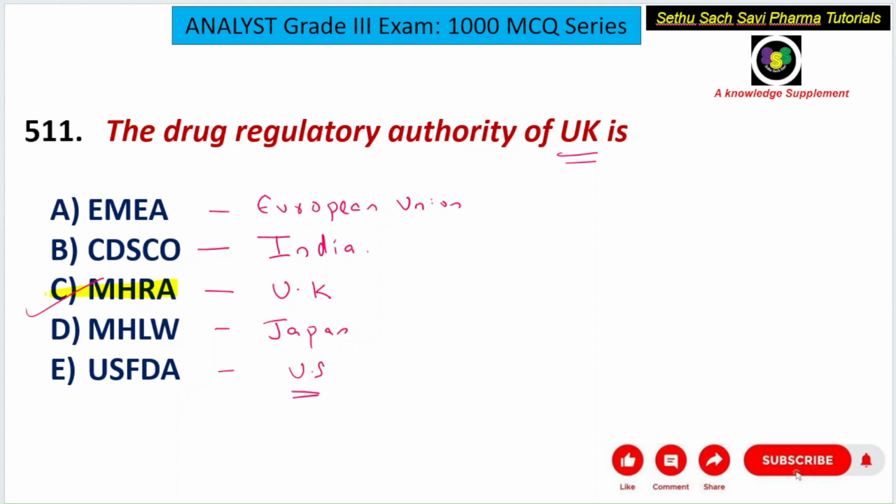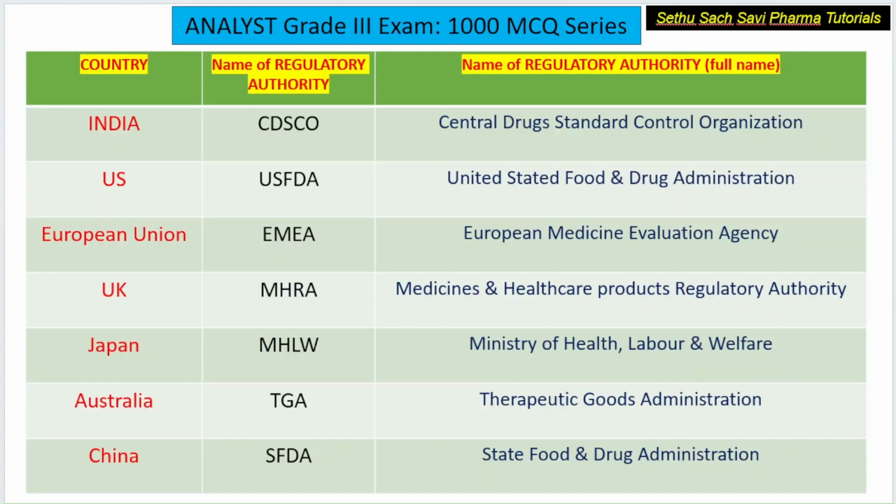Now you better remember this table where I have given all the regulatory authorities of the most important countries which you need to remember for the exam. Now, as I already told you, in India, the regulatory authority is CDSCO. The full name is Central Drug Standard Control Organization. Now, US, you all know USFDA. The full name is United States Food and Drug Administration.